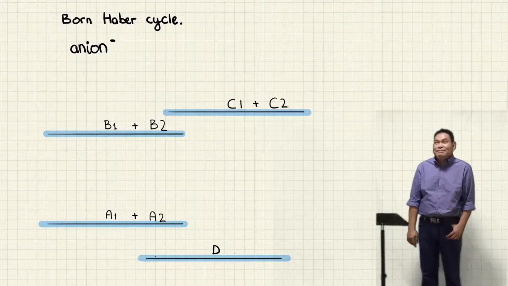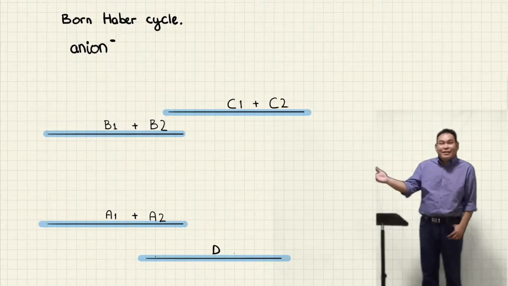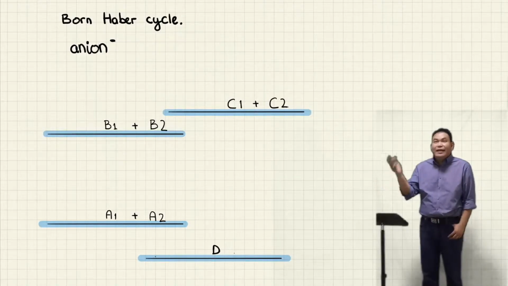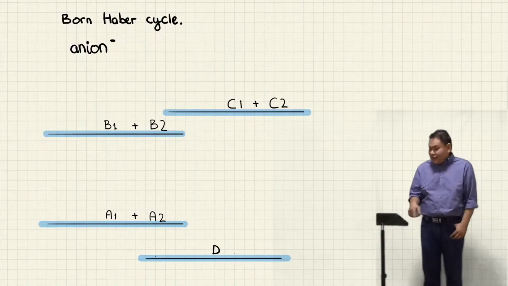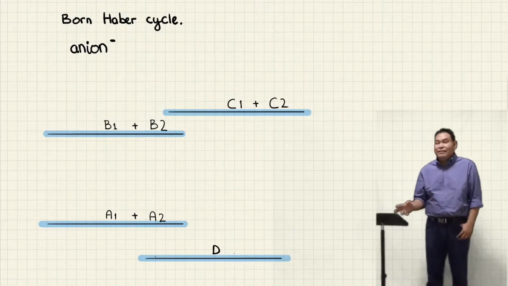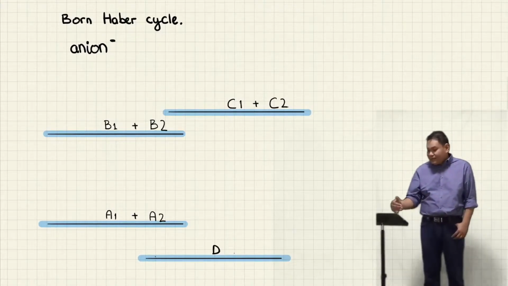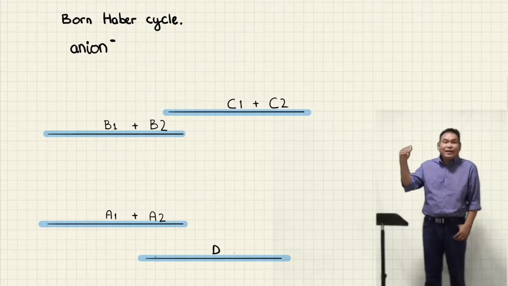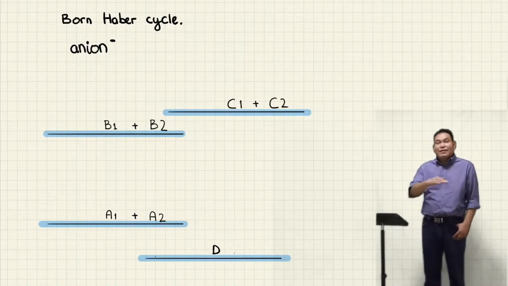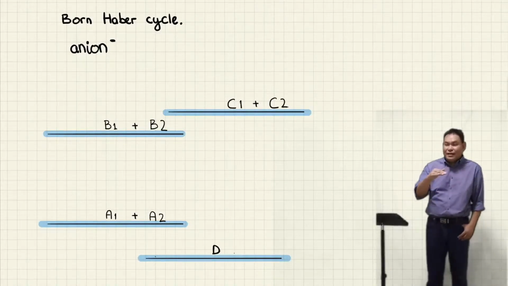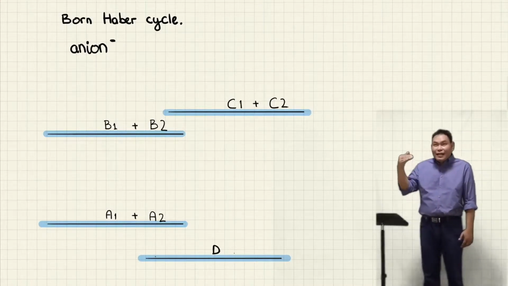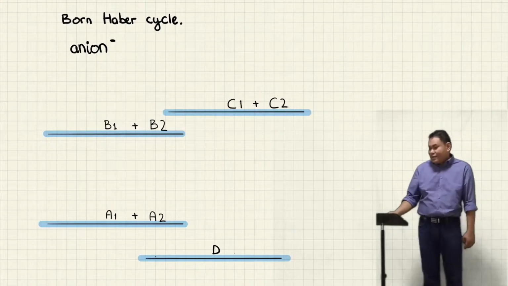What is the reason? It is related to the second EA. Second EA is positive. Later we go into more detail, but it's like this. C1 plus C2 is just slightly higher than B1 plus B2. So the lowest is D. Higher than that is A1 plus A2, higher than that is B1 plus B2, and slightly higher than B1 plus B2 is C1 plus C2.